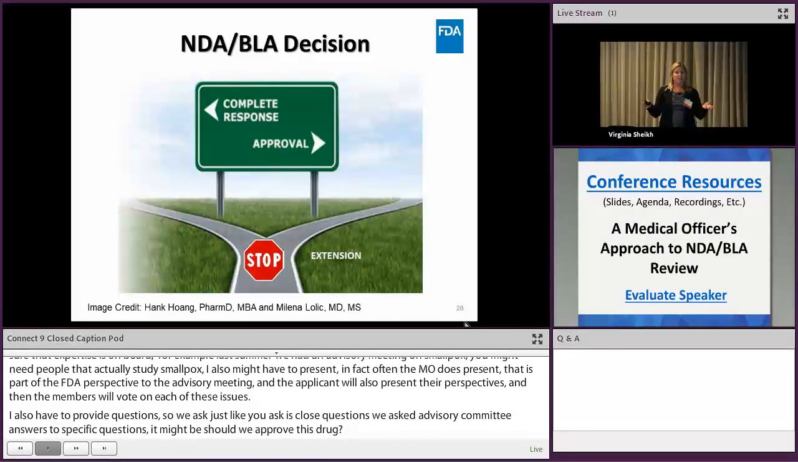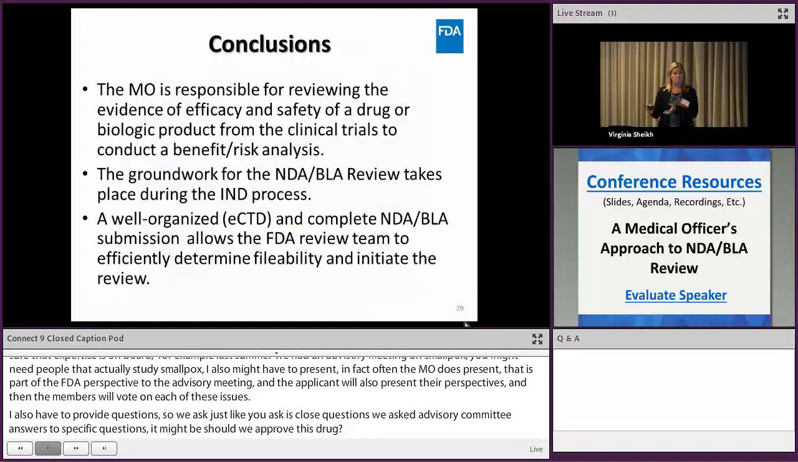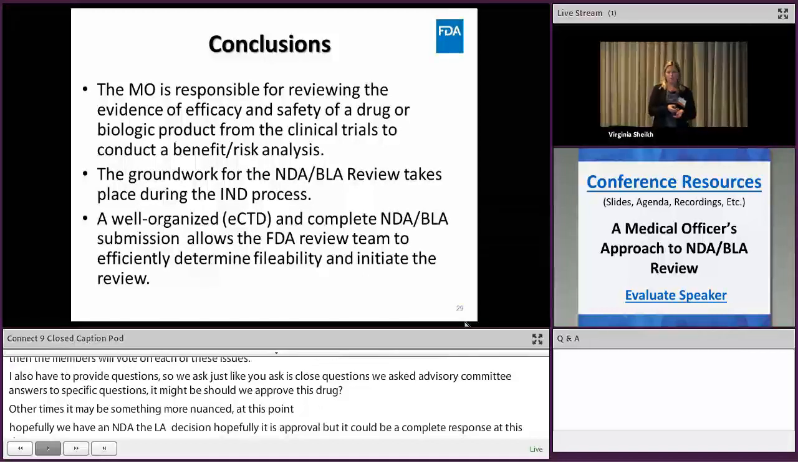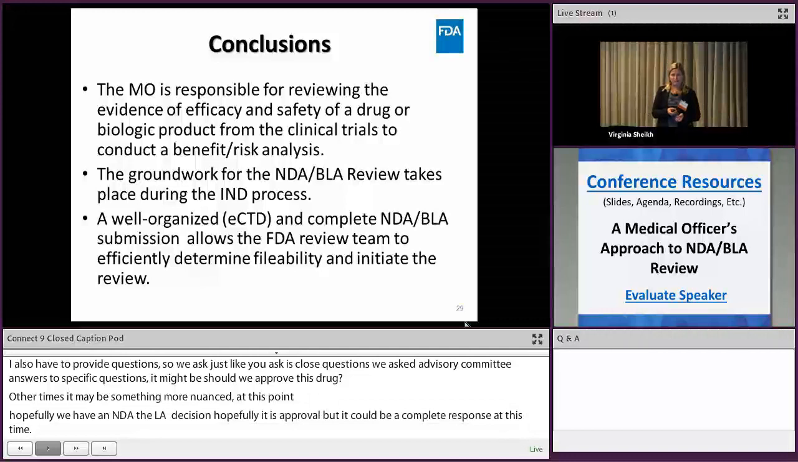So by this point, hopefully we have an NDA BLA decision, and hopefully it's approval, but it also could be a complete response at this time. So in conclusion, the MO is responsible for reviewing the efficacy and safety data from clinical trials, and then using that information to perform a benefit-risk analysis.